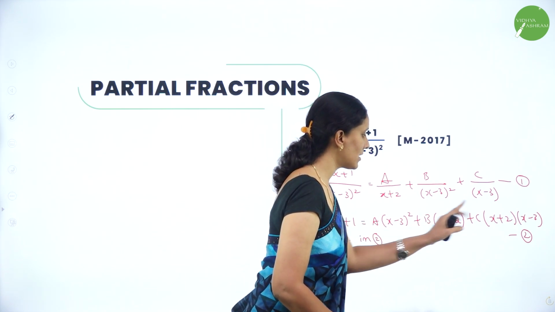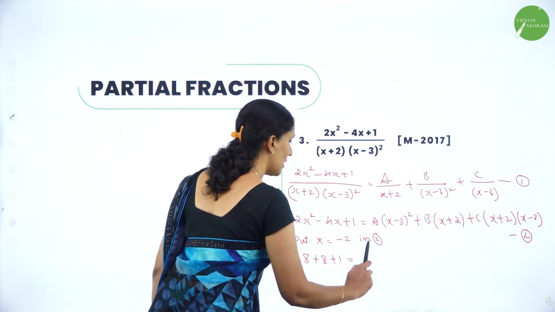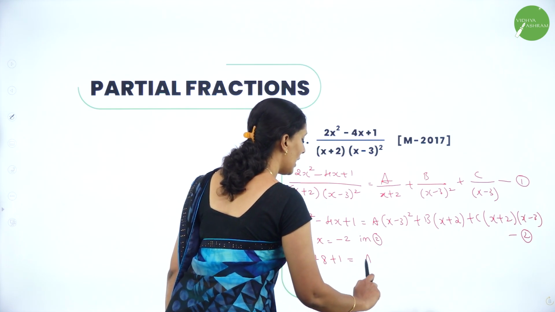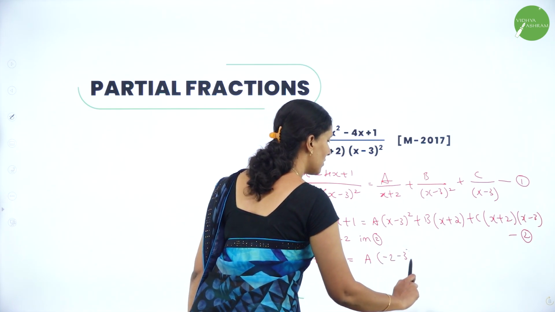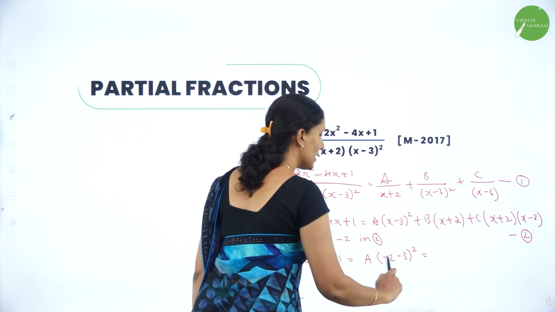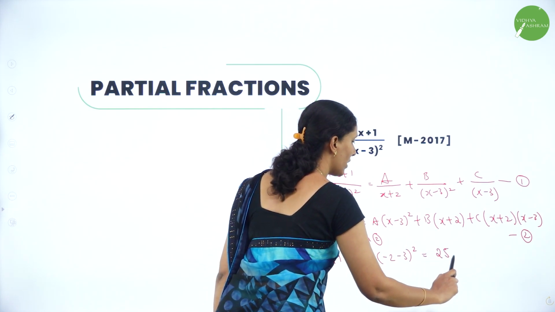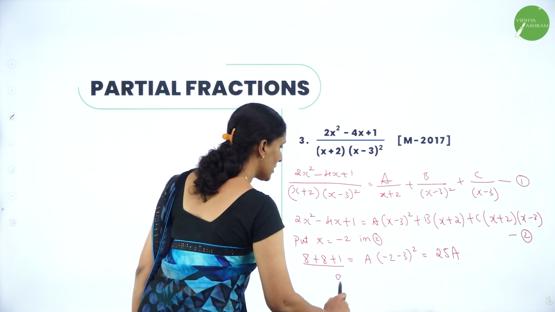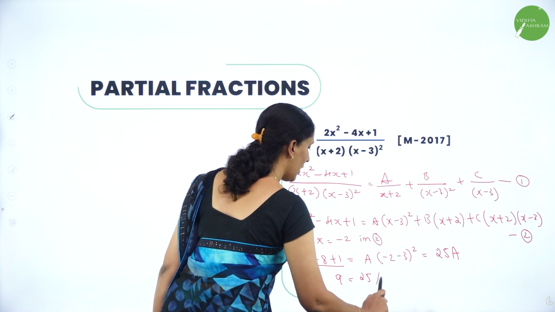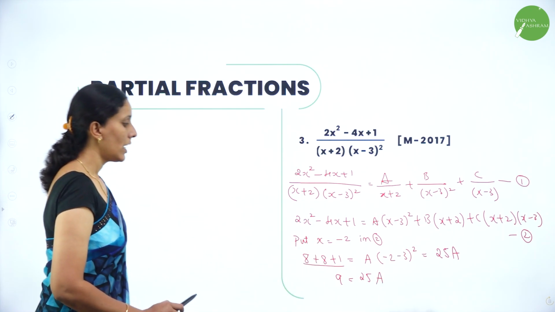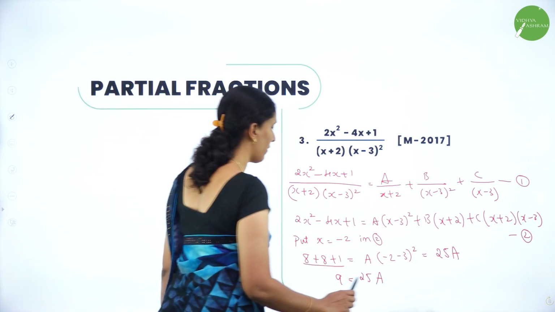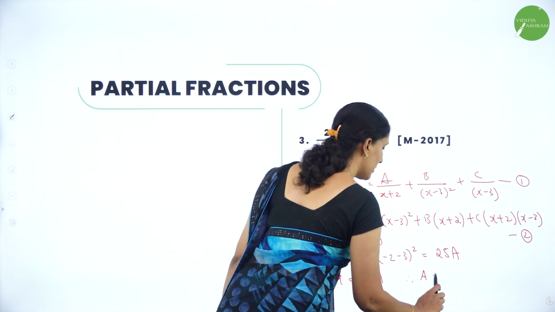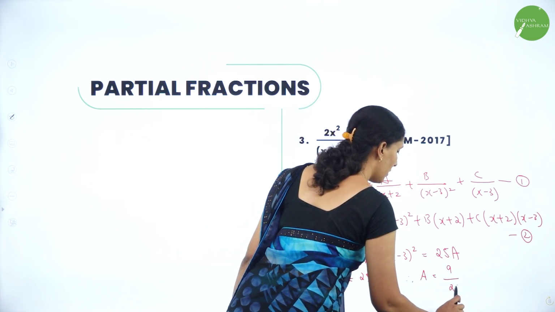So that means b and c become 0. Put x = -2: a into (-2 - 3) whole square, which is (-5) whole square, or 25a. Here we'll get 9, so 9 is equal to 25a. Therefore, a is equal to 9 by 25.